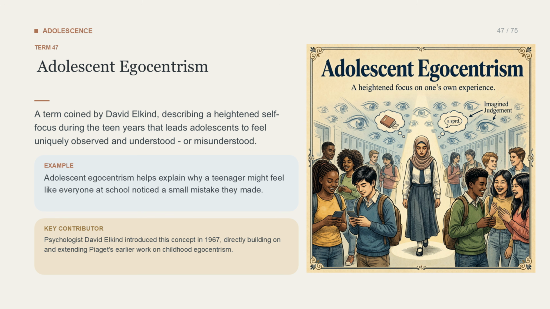47. Adolescent egocentrism. Adolescent egocentrism is a term coined by David Elkind, and it describes a heightened self-focus during the teen years that leads adolescents to feel uniquely observed and understood or misunderstood. A simple example is this. Adolescent egocentrism helps explain why a teenager might feel like everyone at school noticed a small mistake they made.